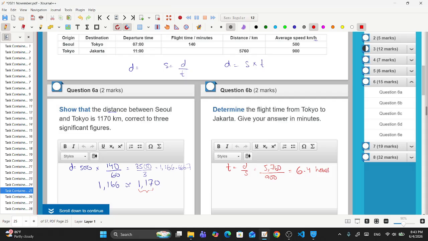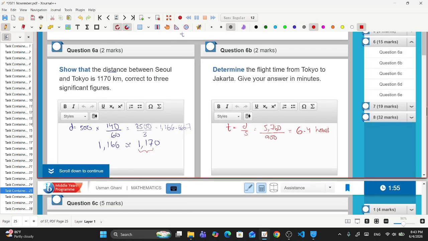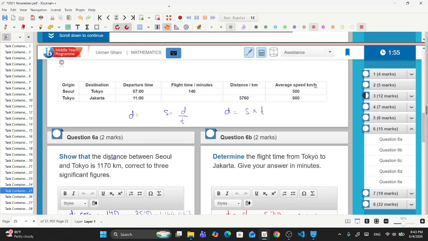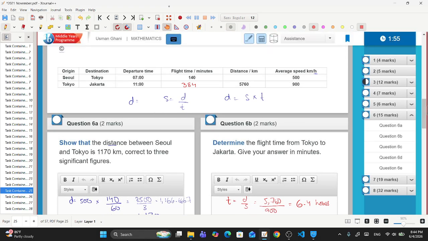right? Now you know that if you're supposed to give this answer in minutes, 1 hour equals 60 minutes. So 6.4 hours is going to be how many minutes? Just simply cross multiply. That becomes 6.4 multiplied by 60, which becomes 384. 384 minutes. That was not necessary, but I still did it. And here the distance was 1170. This can be useful, probably later on. We'll check.